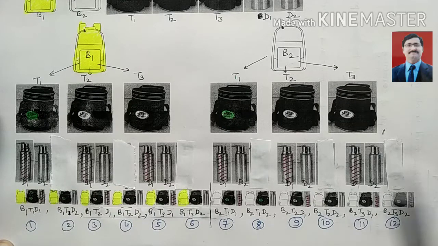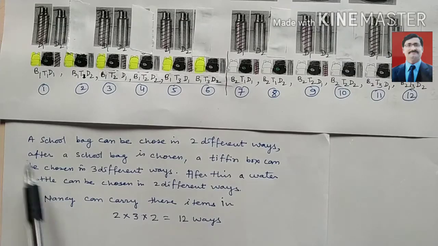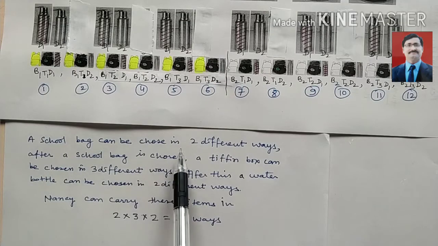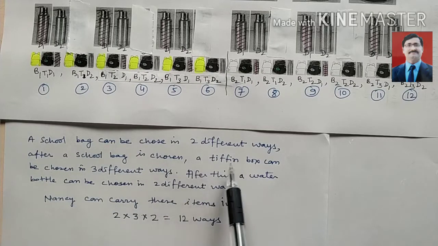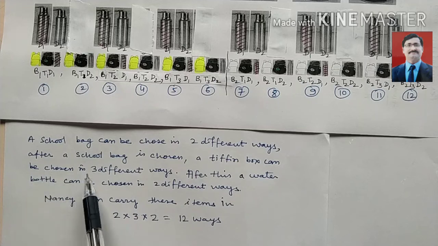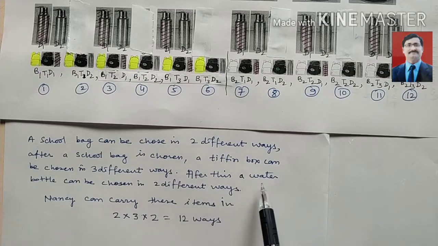So we have here 12 ways. Look here how we can find out directly. This is 2 into 3 into 2. So we get here total 12 cases. A school bag can be chosen in 2 different ways. After a school bag is chosen, a tiffin box can be chosen in 3 different ways. After this, a water bottle can be chosen in 2 different ways. Nancy can carry these items in 2 into 3 into 2, that is total 12 ways.